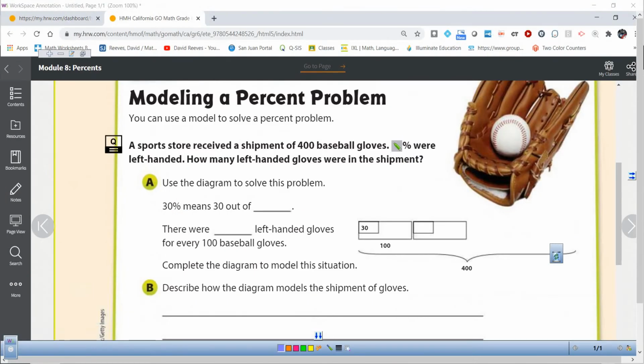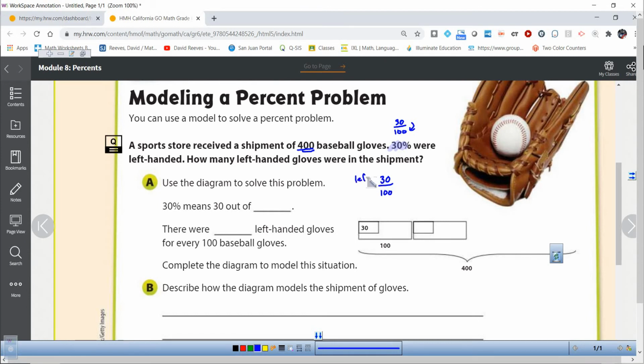So if we look here, we have 30%. That gives us our percent ratio. 30%, as we have said just a few times, is equivalent to 30 over 100 because percent literally means per 100, right? So they have this nice little diagram here. You could see it's 30 per 100. That again is our percent ratio. But then we also know we have a quantity of 400 baseball gloves. So we know that for every 100 baseball gloves, 30 are left-handed.